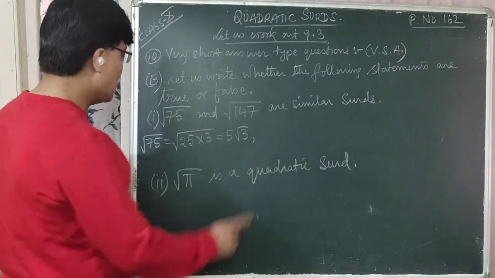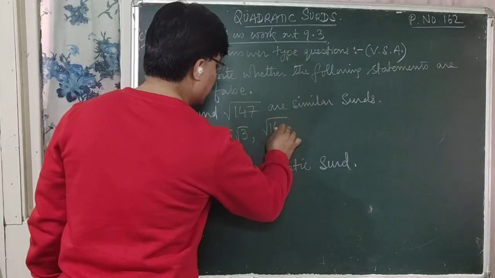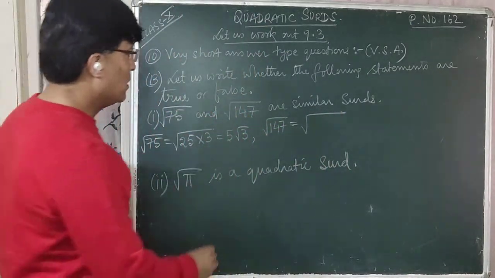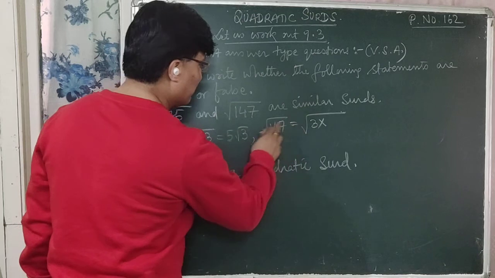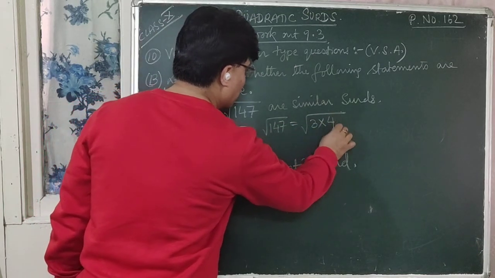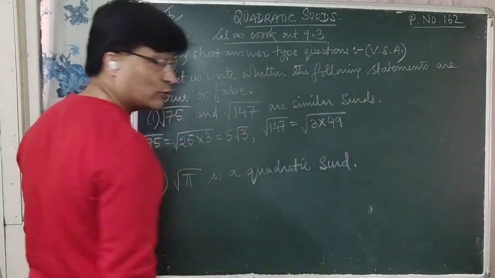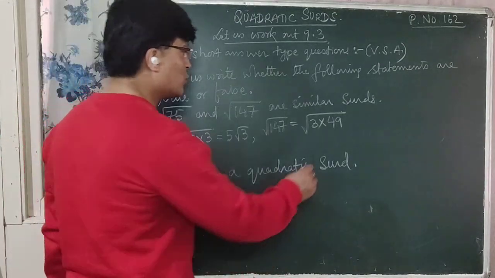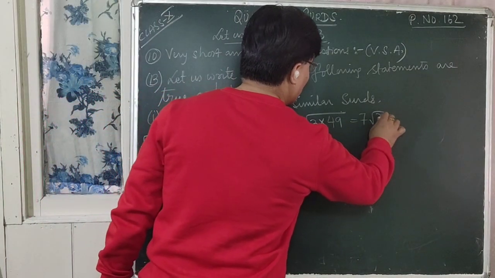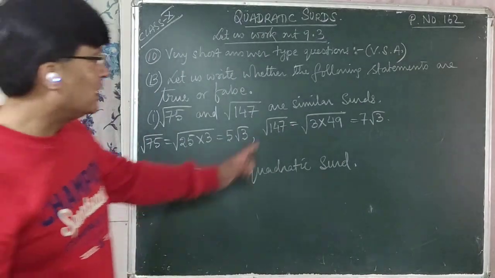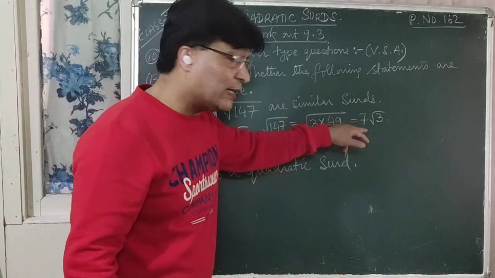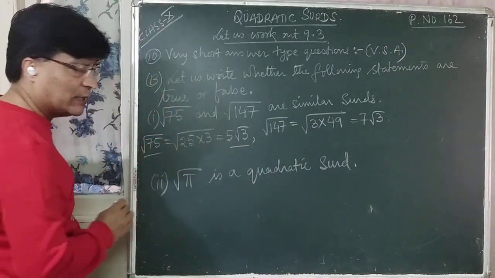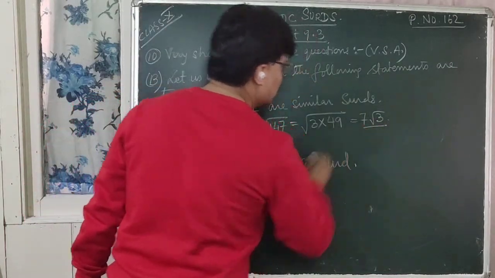Now again root over 147 is there, which is equal to root over, now how to write it? Suppose it is 3 into, now divide 147 by 3, what do we get? 3 4s are 12, 27, 3 9s are 27. That means 49 multiplied by 3 will be 147. And what is square root of 49? It is 7, root over 3. So now root over 75 is simplified as 5 root 3. Root over 147 is simplified as 7 root 3.